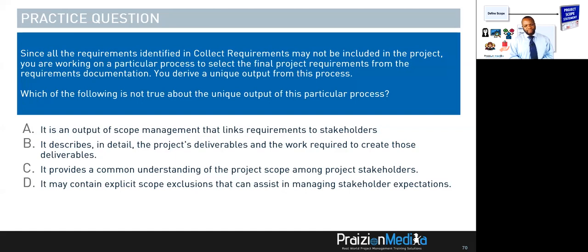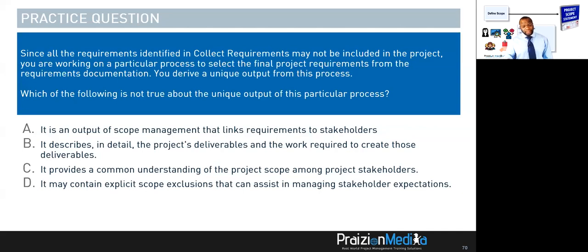You see that? So if you read through, it says, since all the requirements identified in collect requirements may not be included in the project, you're working on a particular process to select the final project requirements. And of course, that is talking about defined scope. And it says, which of the following is not true about the unique output of this particular process? In other words, which of these is not true about defined scope?